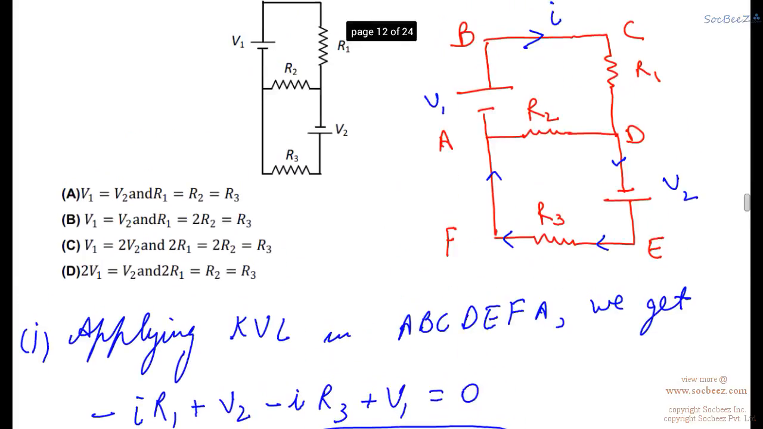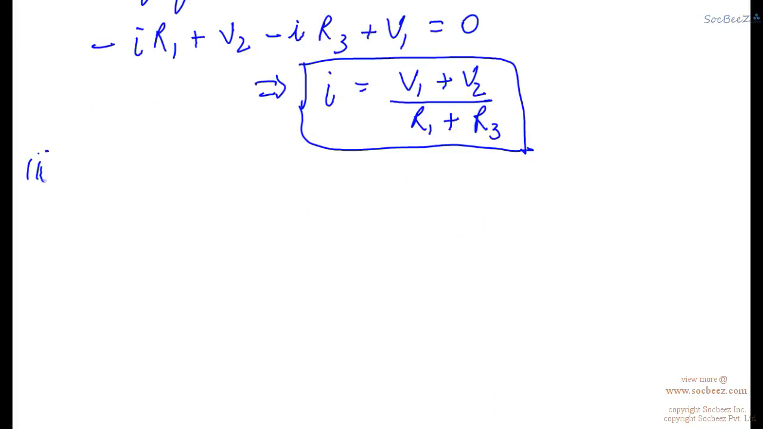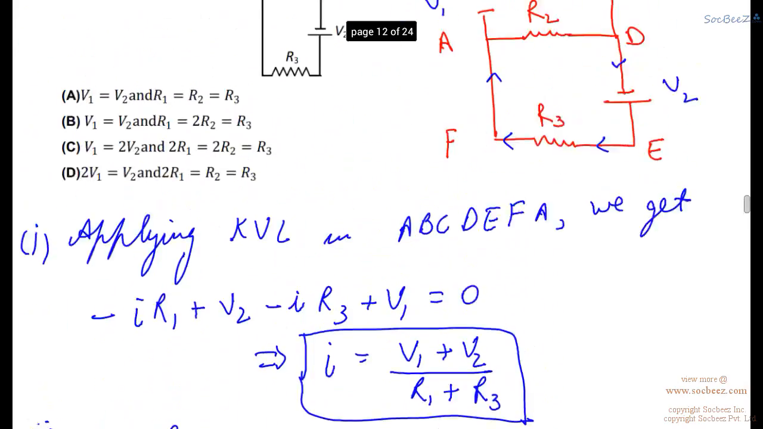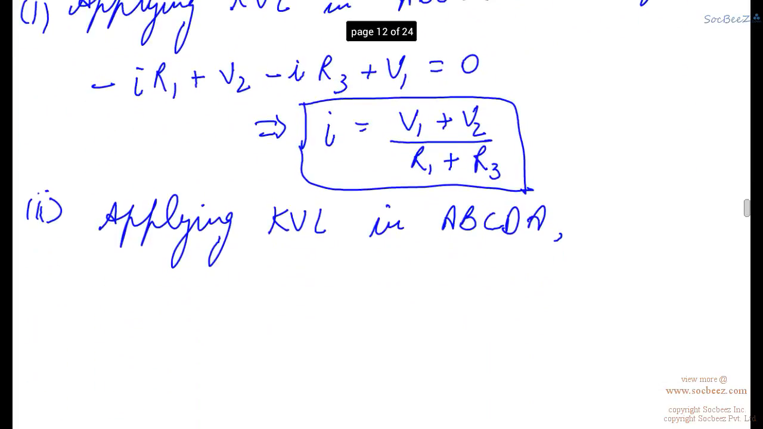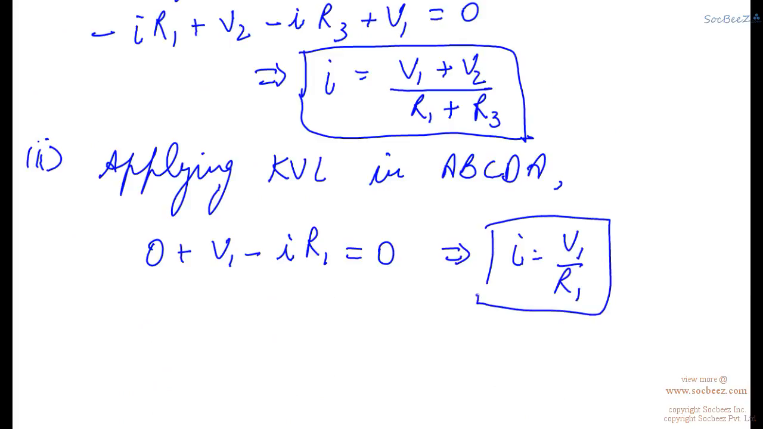Now this is the first case. In second case, applying KVL in ABCDA, we get, now here assuming that current in R2 is 0. We have already assumed that current in R2 is 0. Then 0 plus V1 minus IR1 equals 0. So from here we will get I equals V1 upon R1.